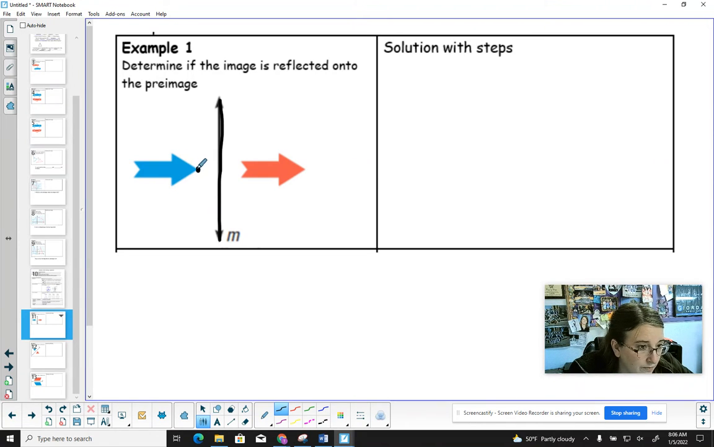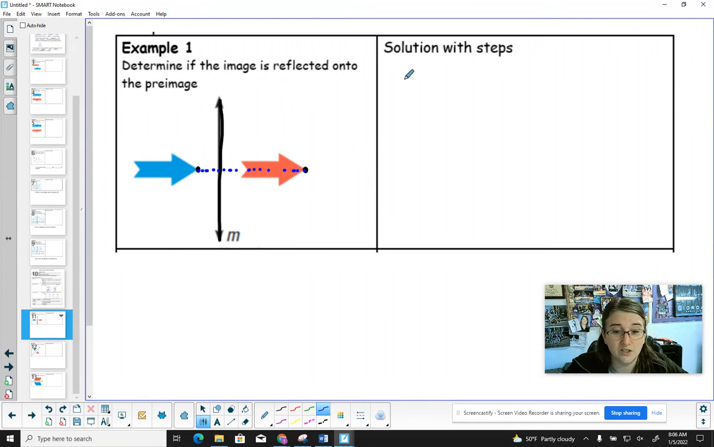This point here, I want you to look at the second arrow and think, what does this point match with on the other arrow? I got the tip of this arrow here. Where's the other tip of the other arrow? Well, those are my matching points. Notice that's the distance to my mirror here, but those distances are not the same.